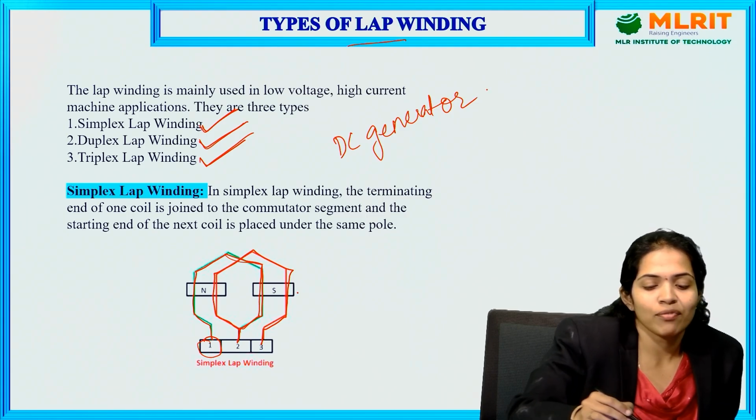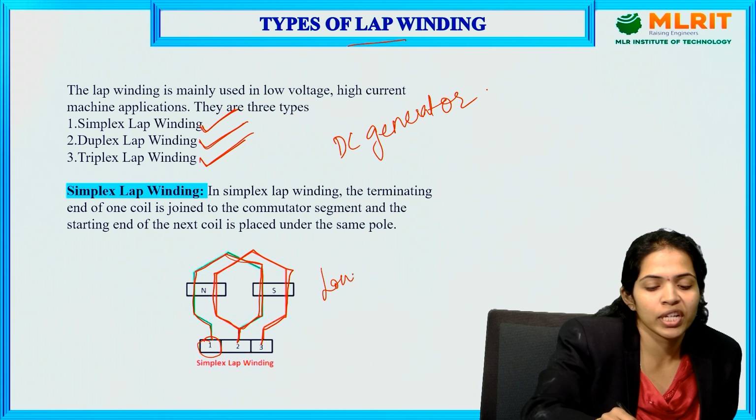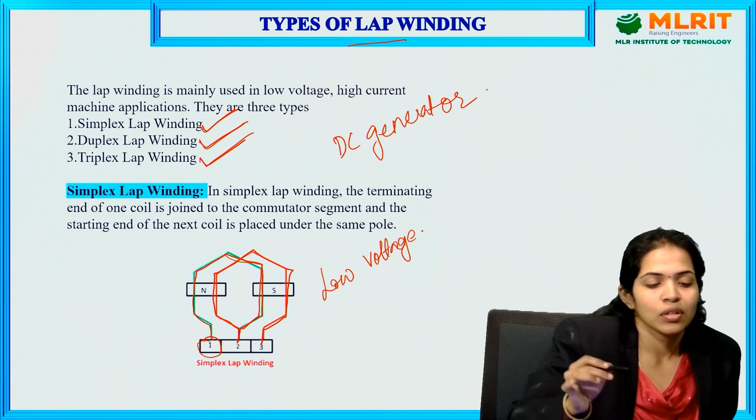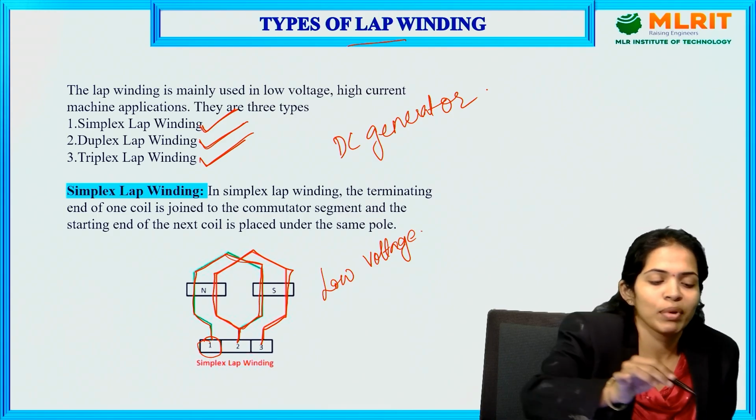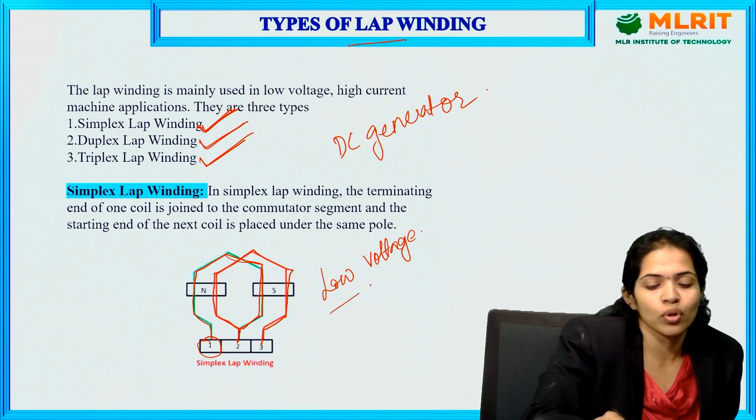These simplex lap windings are usually used for low voltage applications. So we connect the conductors in the armature using simplex lap winding for all the low voltage applications.